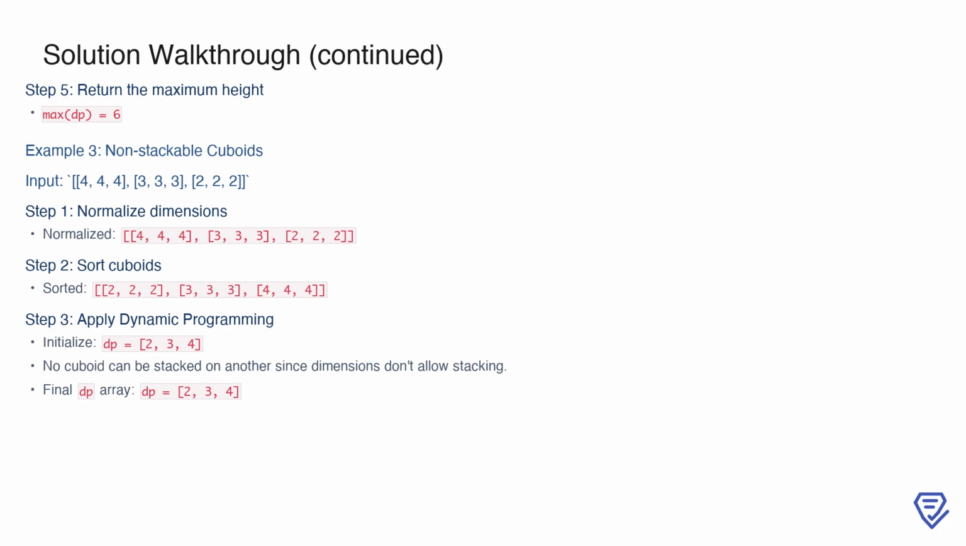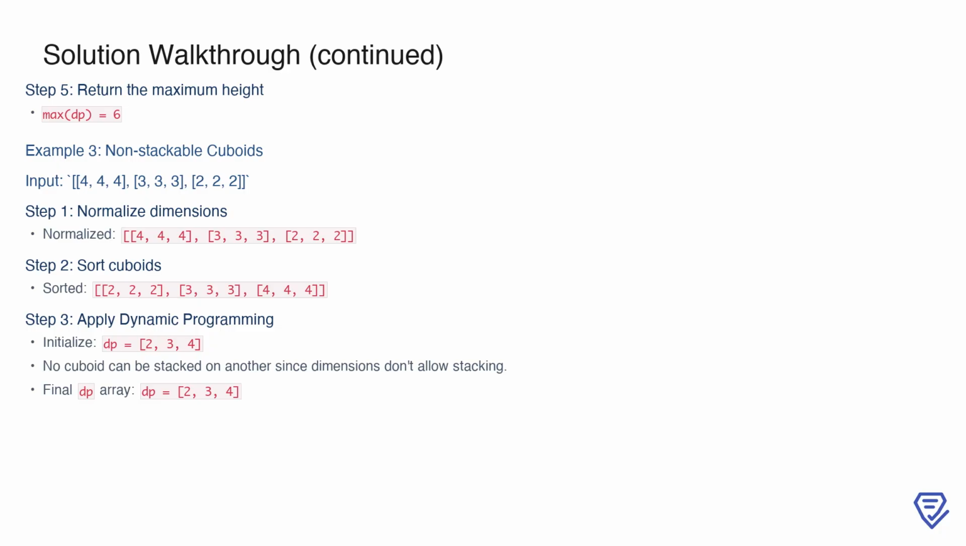For the input [4, 4, 4], [3, 3, 3], [2, 2, 2], we first normalize the dimensions, but since all cuboids already have dimensions in non-decreasing order, normalization does not change their values. Next, we sort the cuboids lexicographically, resulting in [2, 2, 2], [3, 3, 3], [4, 4, 4]. We initialize DP to the heights of the cuboids, DP equals [2, 3, 4].